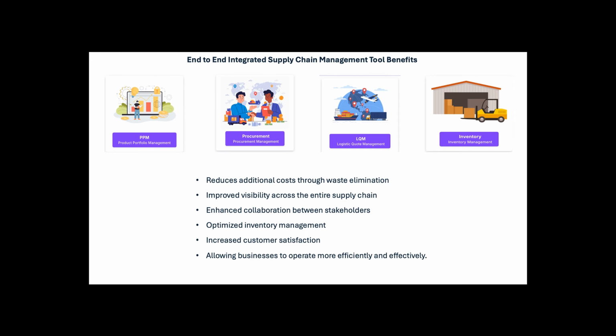Overall, the end-to-end integrated supply chain management tool integrates all the major supply chain processes. The benefits are as follows. Reduces additional costs through waste elimination. Improved visibility across the entire supply chain. Enhanced collaboration between stakeholders. Optimized inventory management. Increased customer satisfaction. Allowing businesses to operate more efficiently and effectively.